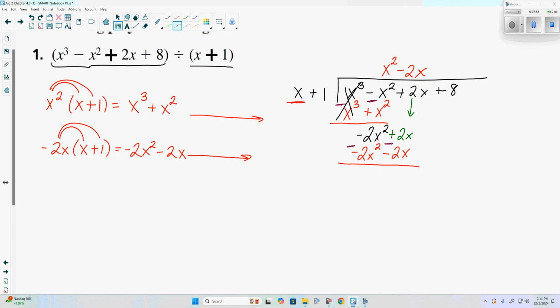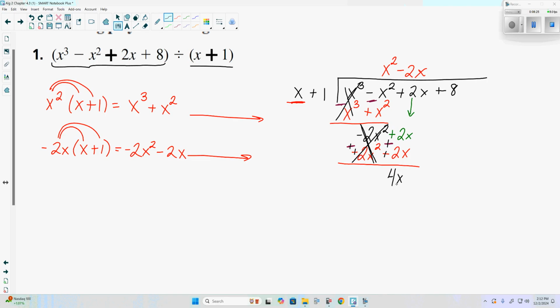And again, we're going to subtract. Negative 2x squared minus negative 2x squared. Excuse me, it would be 0 because our negative would make a plus. Negative 2 plus 2 is indeed 0. We want that to be 0. 2x minus negative 2x. Well, the negative and negative would make a plus. So 2x plus 2x is 4x.